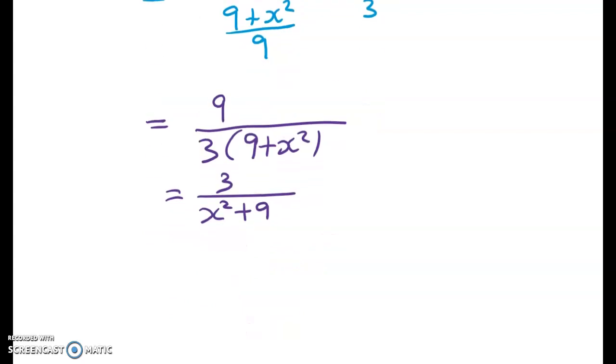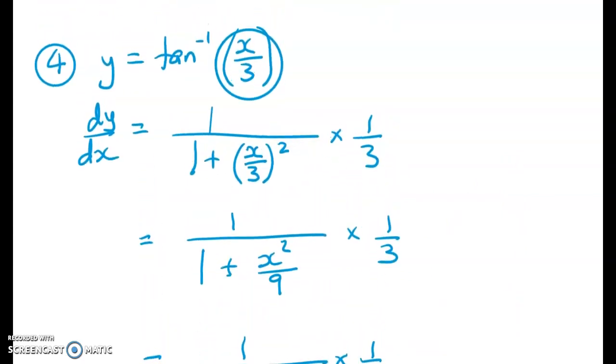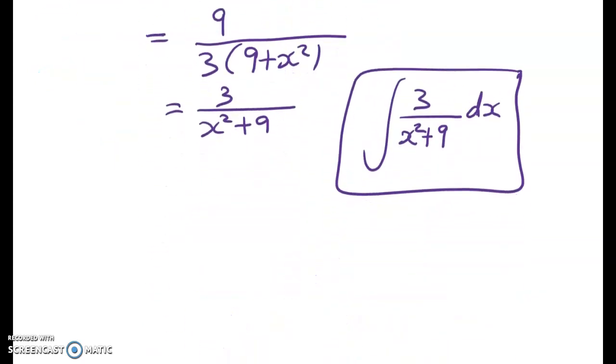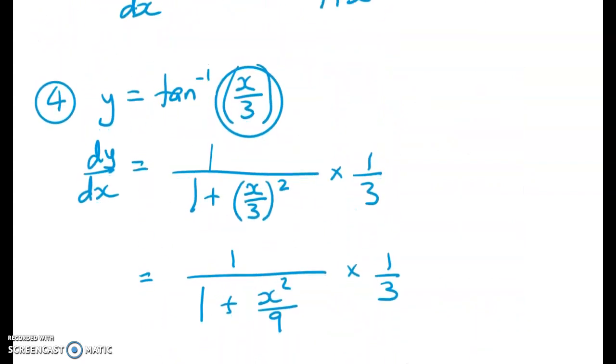So this is an example where if you saw this and you had to integrate 3 over x squared plus 9, what you'd want to do is to work backwards using the backwards chain rule. So if we had that, we need to be able to go backwards to get back to tan inverse of x on 3. If I've got time at the end of the video, I'll do a couple of the integrals to show you how that goes. But for now, I want you really comfortable with differentiating and using the chain rule on them.